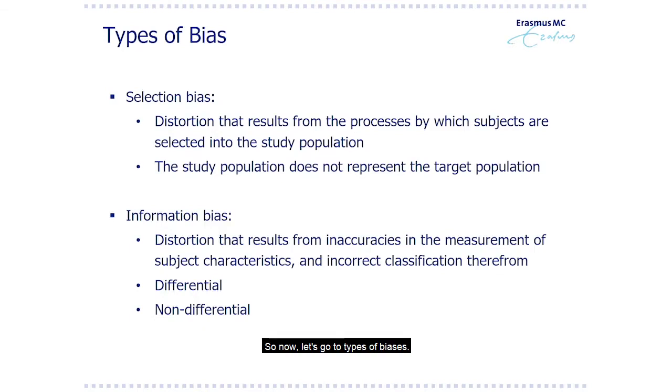So now let's go to types of biases. You've heard a lot probably about selection bias and information bias. So what are they? And how sex and gender can affect your studies with regard to selection bias and information bias.